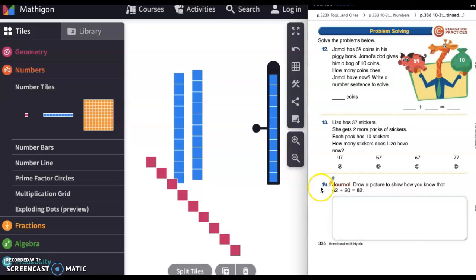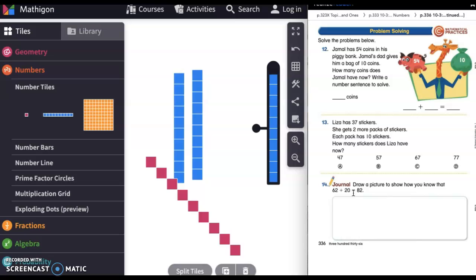And then finally for 14, draw a picture to show how you know that 62 plus 20 equals 82. So you're going to draw a picture. I would use lines to represent groups of 10 and little squares or circles to represent the ones. Okay, and you'll draw a picture to represent 62 plus 20 equals 82.